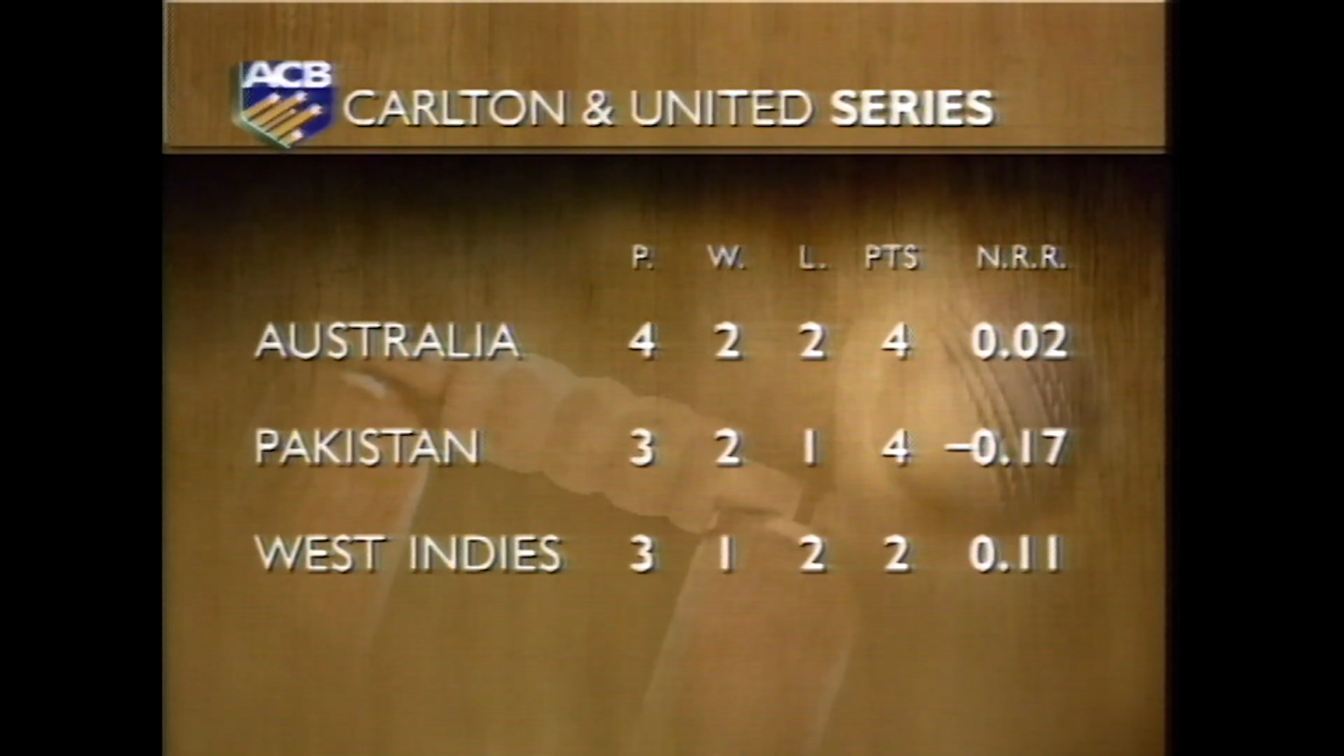So the points table in the Carlton United series now. The Australians have played 4. Pakistan, West Indies have only played 3 each. And Pakistan are level with Australia now on 4. And West Indies have just 2 points.